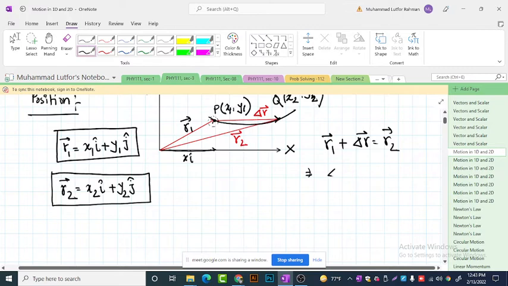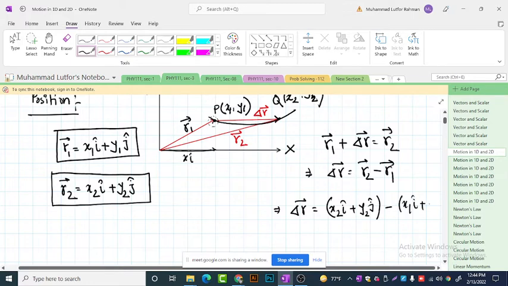Now what is del r? Del r would be r2 minus r1. That is the displacement I want to find between points P and Q. So r2, which is x2 i hat plus y2 j hat, minus r1, which is x1 i hat plus y1 j hat.